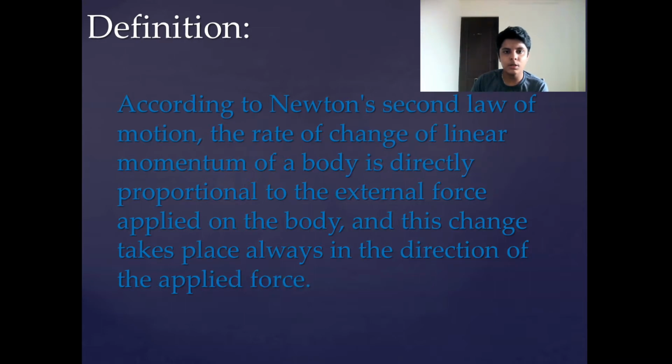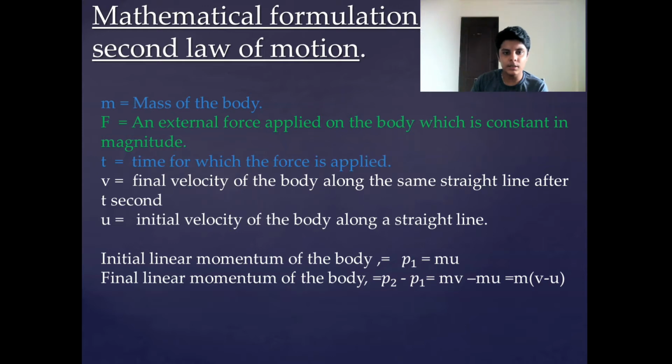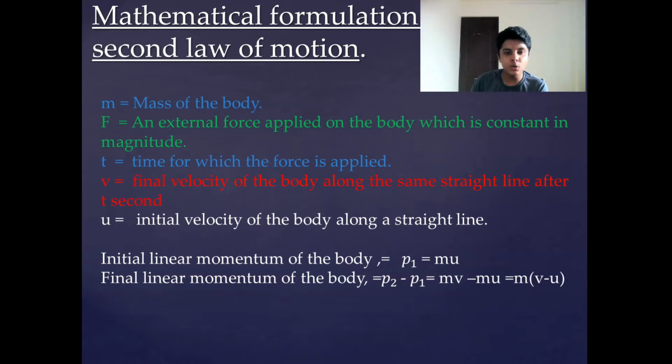Now we are going to see the mathematical formulation of Newton's second law. m is equal to the mass of the body. F is equal to an external force applied on the body, which is constant in magnitude. t is the time for which the force is applied. v is equal to the final velocity of the body along the same straight line after t seconds. u is equal to the initial velocity of the body along a straight line.